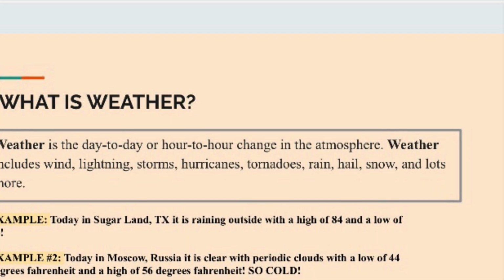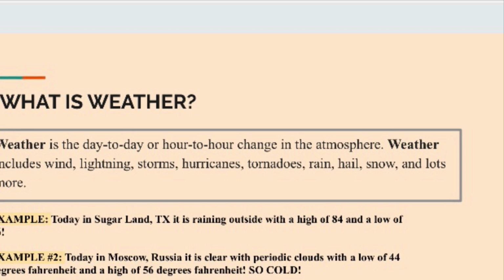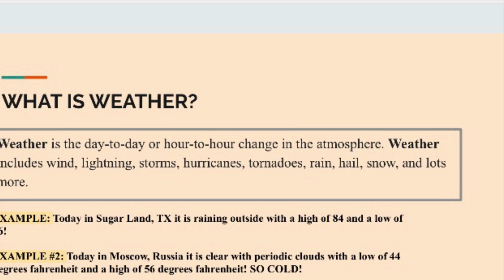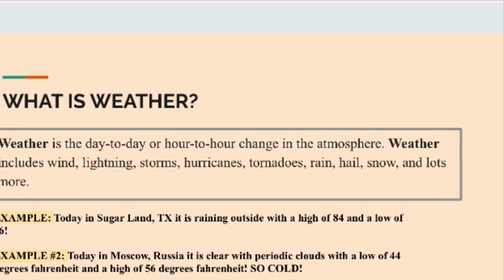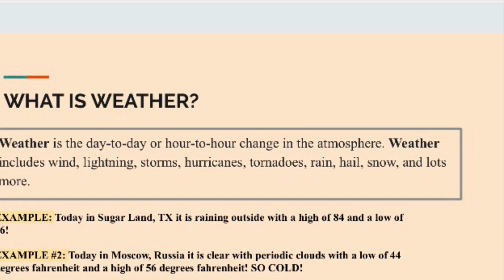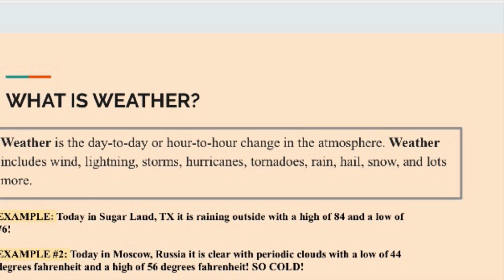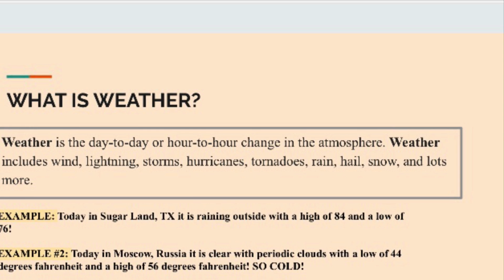To start us off, weather is the day-to-day and hour-to-hour change in the atmosphere. So when you look around, you can see weather all around you. It can be sunny or cloudy. It can be hurricanes, tornadoes, anything. For an example, where I live in Sugarland, Texas right now, it is raining outside with a high of 84 and a low of 76 for the day.